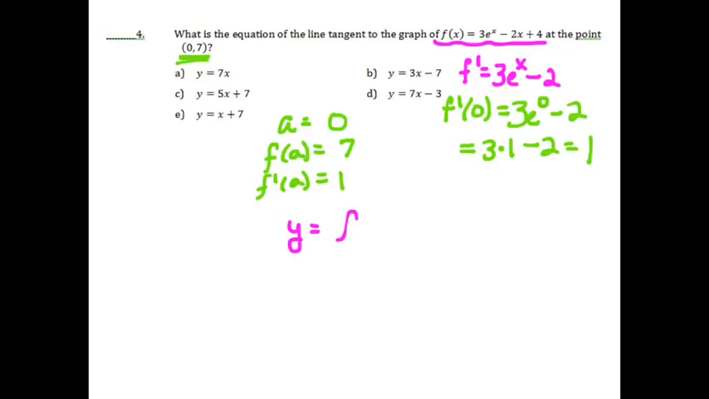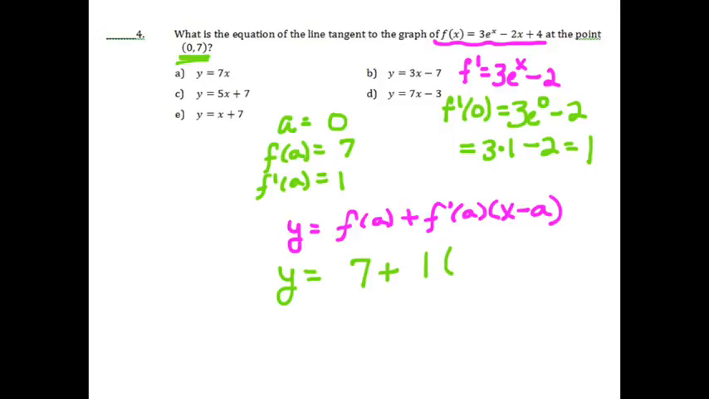My formula: y equals f of a plus f prime of a times x minus a. So y equals f of a, which is 7, plus f prime of a, which is 1, times x minus a, which is 0. And so y equals 7 plus 1x, or just 7 plus x, which gives us answer E.